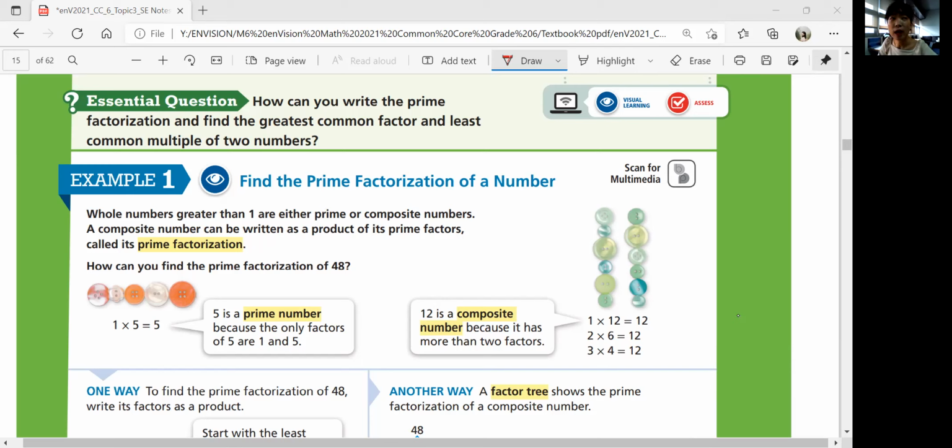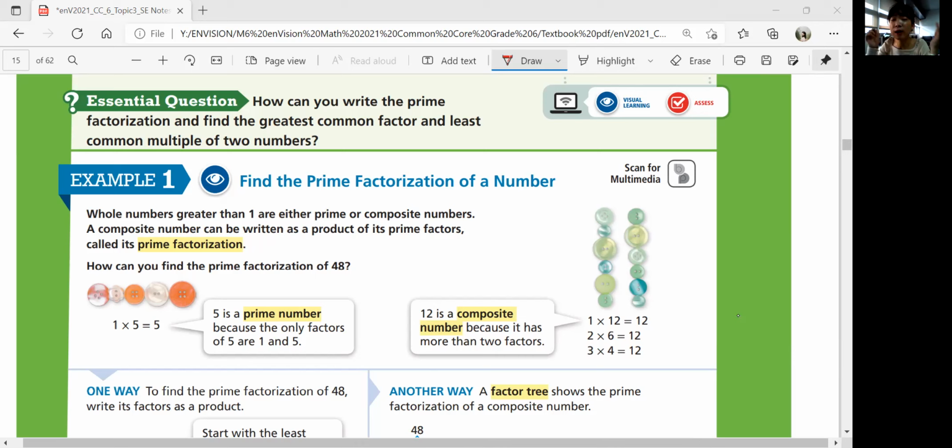Let's look at some vocabulary words. What is a prime factorization? First of all, whole numbers greater than 1 are either prime or composite numbers. Okay, prime and composite numbers are opposite vocabularies. They're the antonyms, okay, in math. The composite number can be written as a product of its prime factors, called its prime factorization.